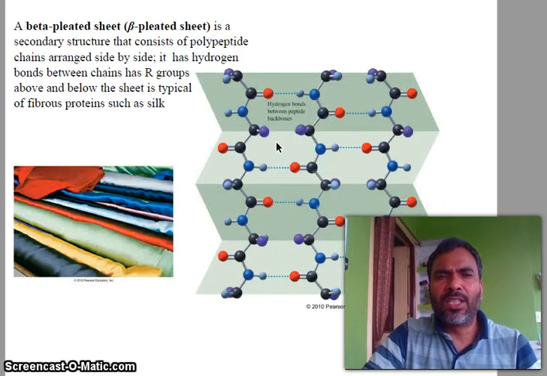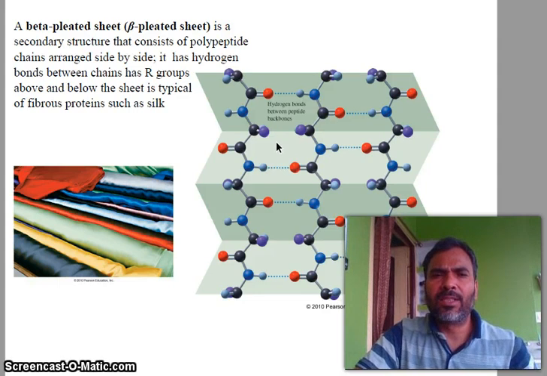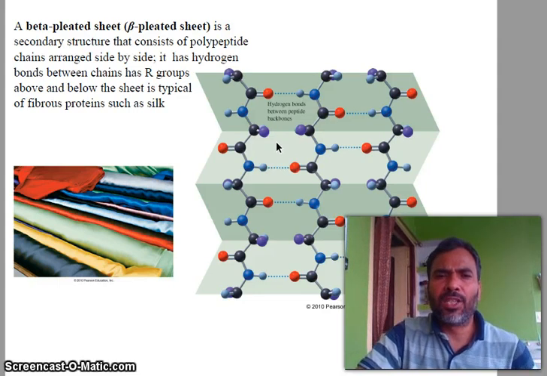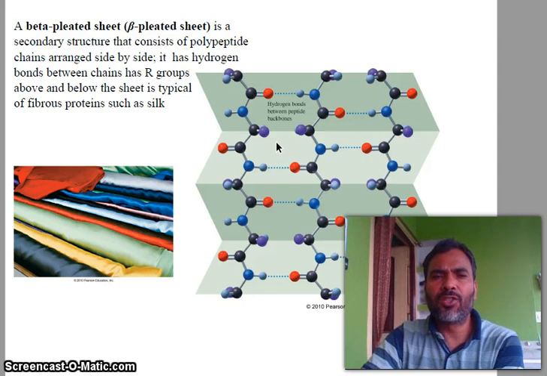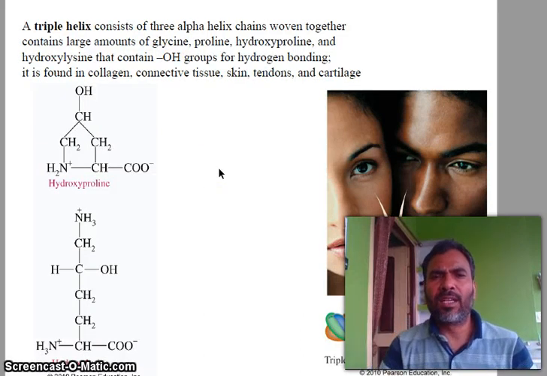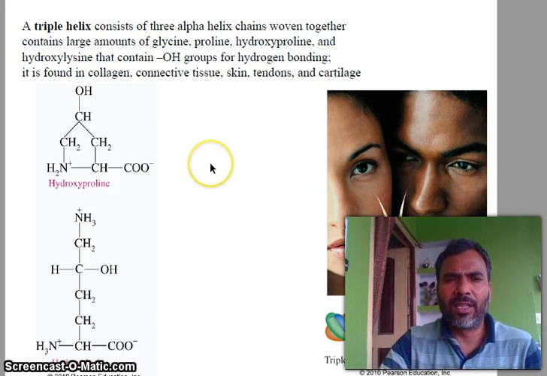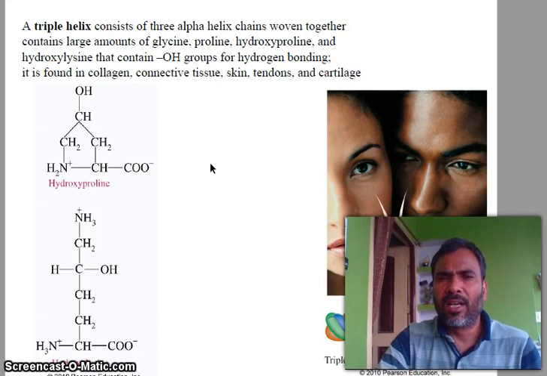A beta pleated sheet is a secondary structure that consists of polypeptide chains arranged side by side. It has hydrogen bonds between chains, has R groups above and below the sheet, and is typical of fibrous proteins such as silk. A triple helix consists of three alpha helix chains woven together, containing large amounts of glycine, proline, hydroxyproline, hydroxylysine and others containing OH groups for hydrogen bonding. It is found in collagens, connective tissue, skin, tendons and cartilage.